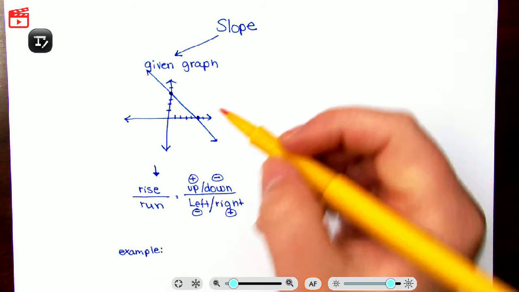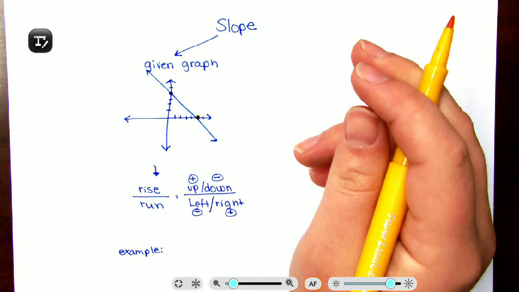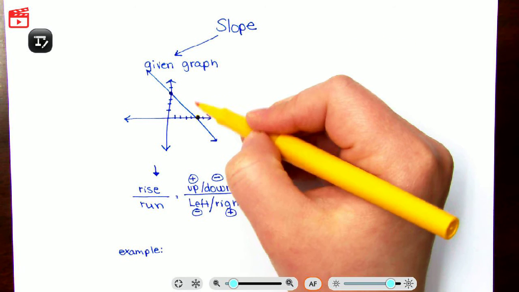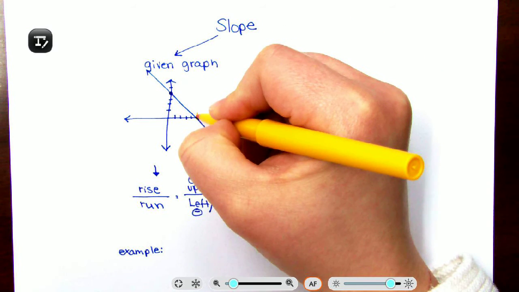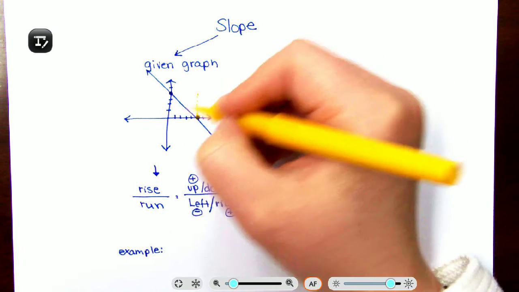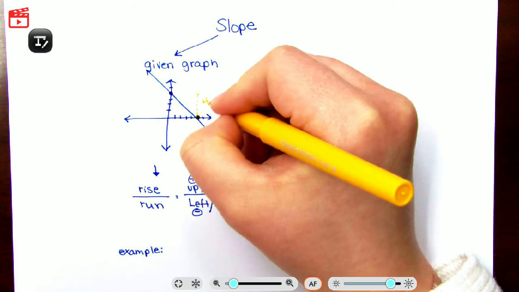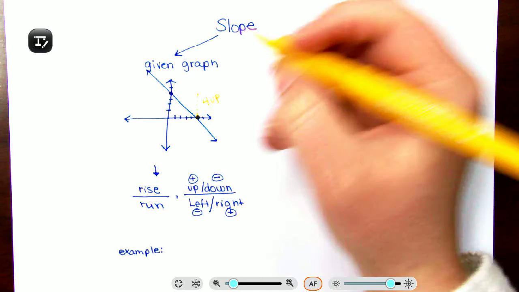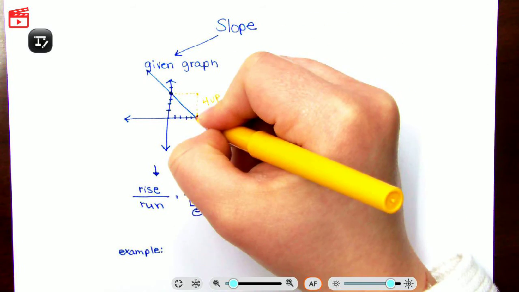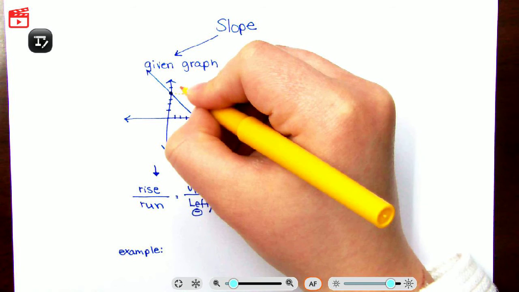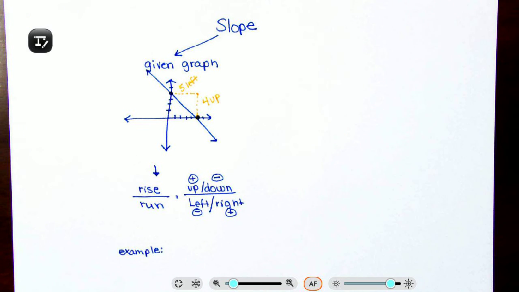For example, I'm going to choose this point here, and I'm going to count how many jumps it takes me to get to the height of this other point. So this is 1 jump, 2 jumps, 3 jumps, 4 jumps. So it takes me 4 jumps to go up. And then I do 1, 2, 3, 4, 5 jumps left. Okay. So I do 4 jumps up, 5 jumps left.